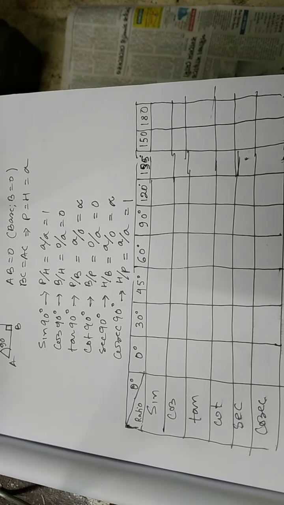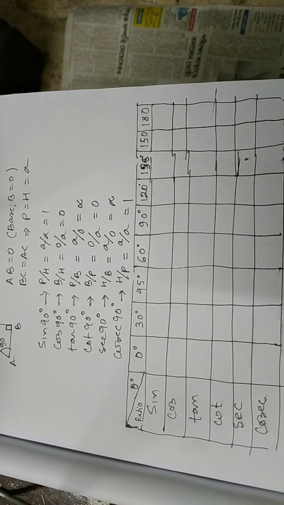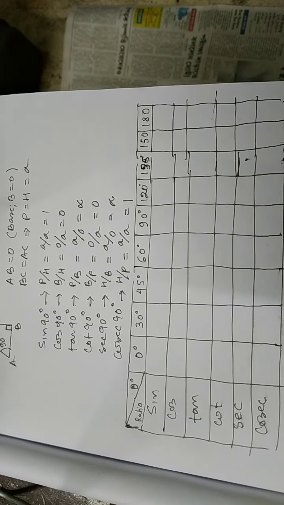In radians: zero, pi by 6, pi by 4, pi by 3, pi by 2. This is 2 pi by 3. This is 135, 3 pi by 4. This is 150, that is 5 pi by 6. This is 180, pi.